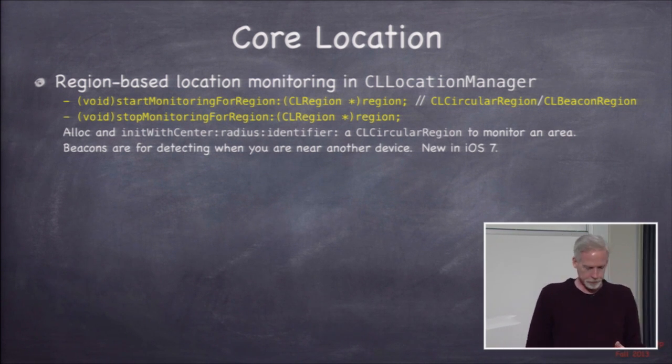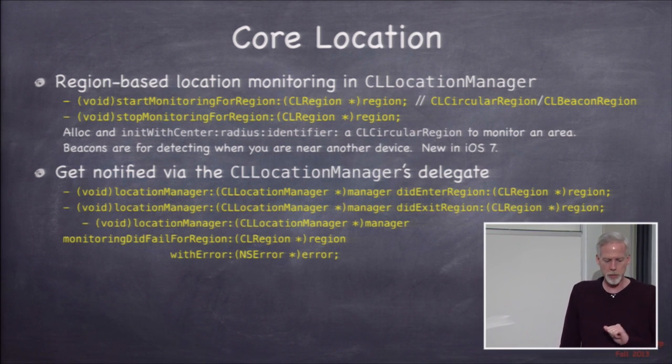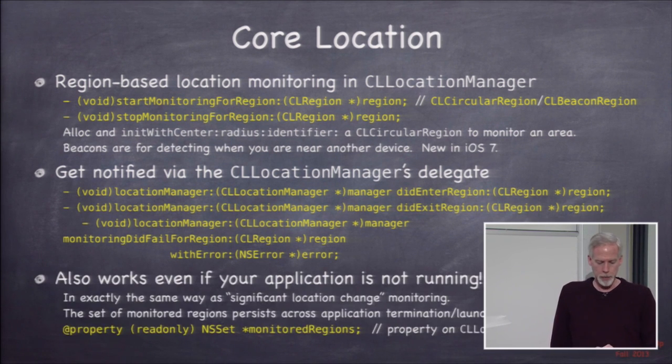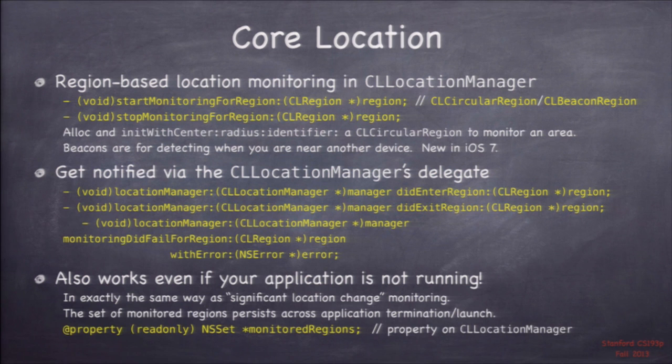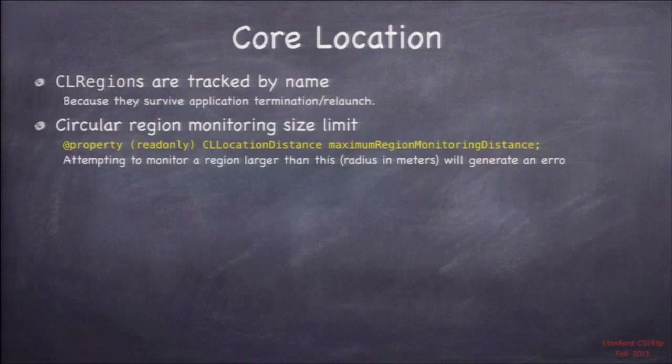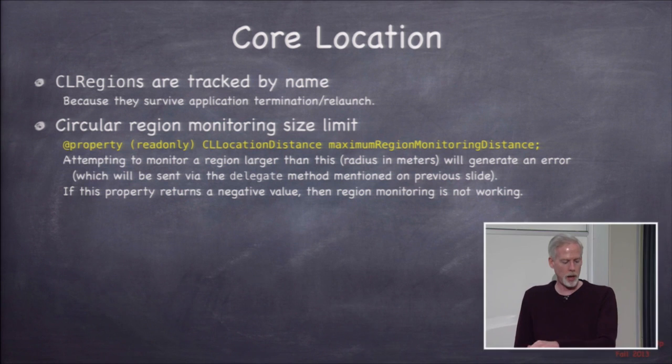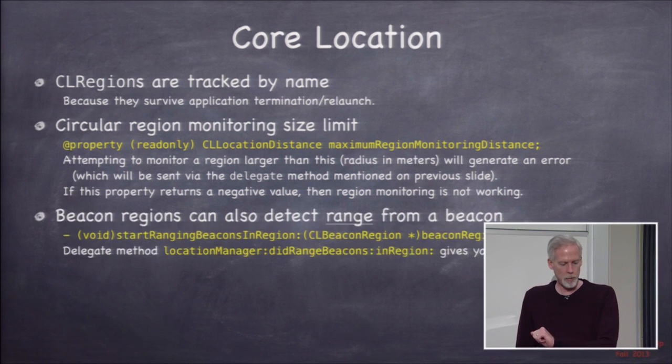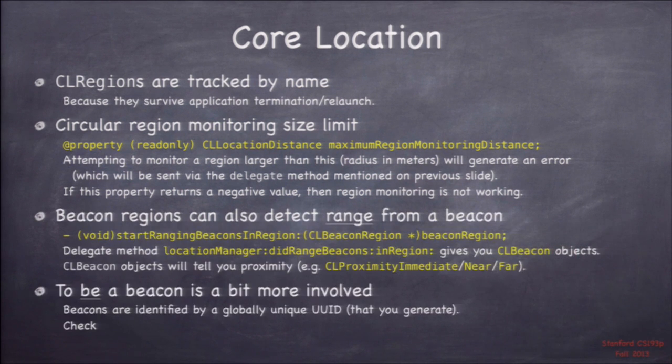Here, by the way, is the delegate method you get, didEnterRegion and didExitRegion. And you'll get launched. Sorry, I'm fast forwarding here. Regions are tracked by name. That's because they have to exist when you're not launched. There are maximum monitoring distances.